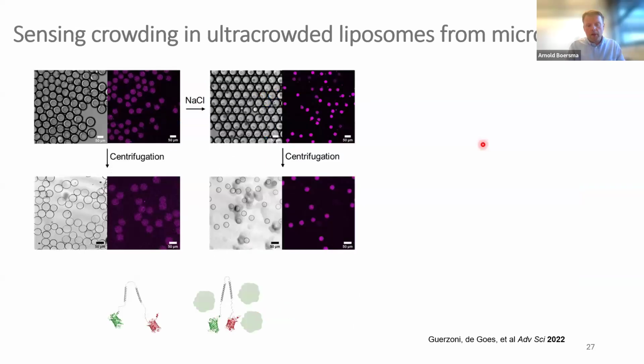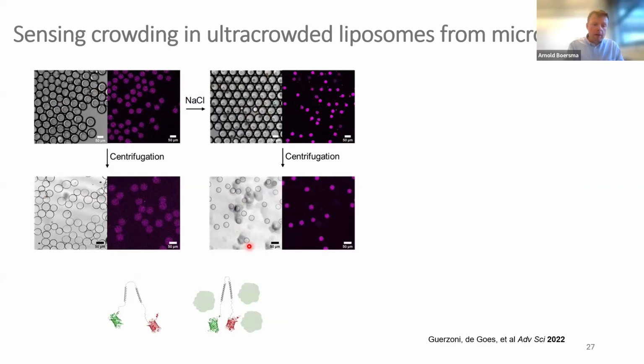So then we try to make these super crowded artificial cells with just based on liposomes. So then we shrink the artificial cells again with salt to form these smaller compartments, and simply centrifugation, and you end up with these small and homogeneous liposomes with high macromolecular crowding.